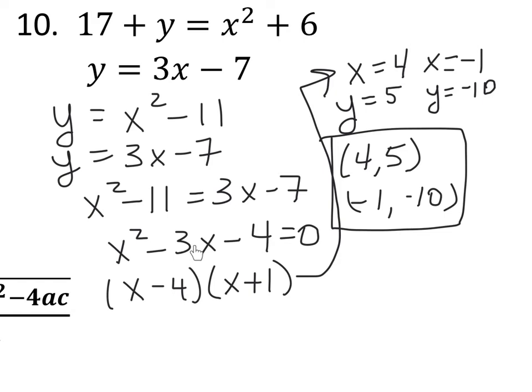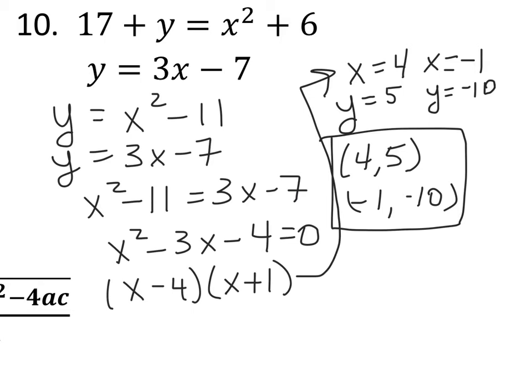x squared minus 3x minus 4. I can then factor this equation, x minus 4 times x plus 1. I then solve for x for both of these factors. I get x equals 4 and x equals negative 1. I plug these values for x back into this linear equation. I get y equals 5 and y equals negative 10. So my solutions are 4, 5, and negative 1, negative 10.